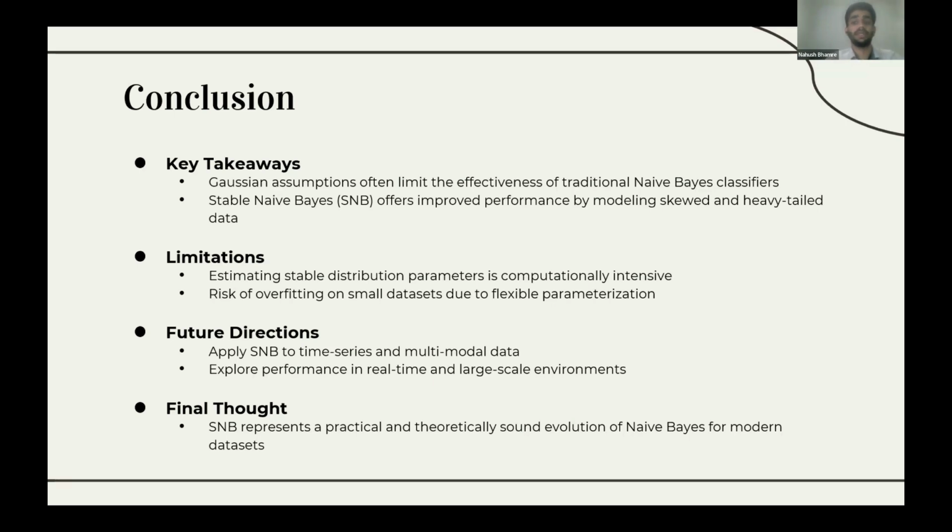So overall, the stable naive Bayes presents a meaningful upgrade to the classical naive Bayes framework, grounded in theory, enhanced by flexibility, and well suited for the complexity of modern data.